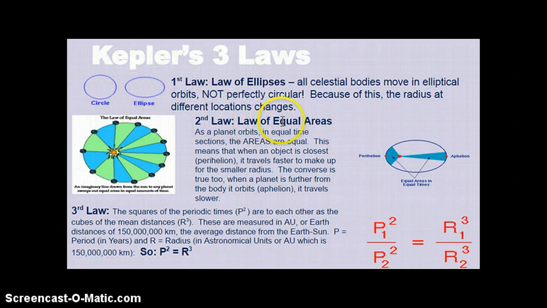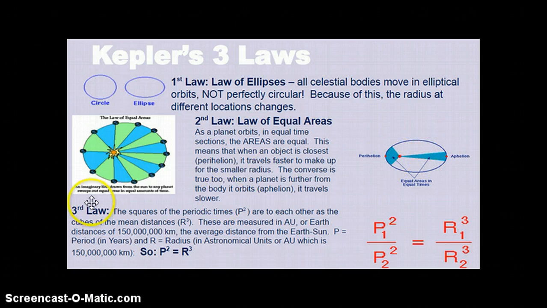Kepler's second law, the law of equal areas, says that as planets orbit, in equal time sections, from here to here, from here to here, the areas are equal. This means that when an object is closest, at this position called perihelion, it travels faster to make up for the smaller radius. The converse is true too. When a planet is further away from the body it orbits, called aphelion, it travels slower. We'll be unraveling this mystery in the next couple days. But the idea here is that equal areas are in equal times. If this were a pizza slice, this would be the same total size, technically area, as this pizza slice.